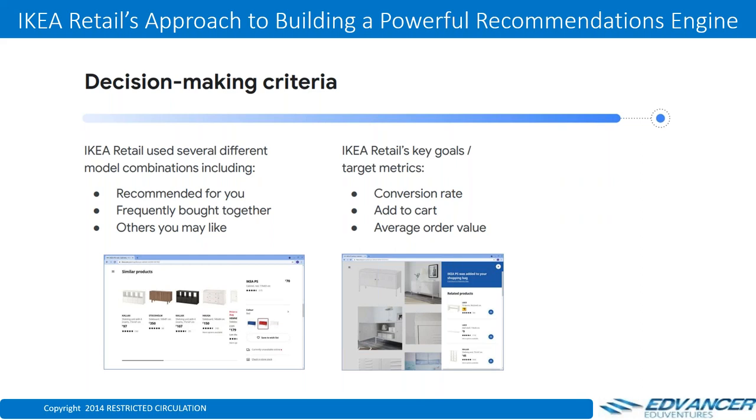So they had two or three model combinations. One is that they were trying to recommend directly. Once you go to their website, they try to recommend for you. The second combination was frequently bought together. For example, someone is buying an office table. That means he might need an office chair, or an office lamp, or some decorative items, maybe glass or flowers or anything, or a frame.